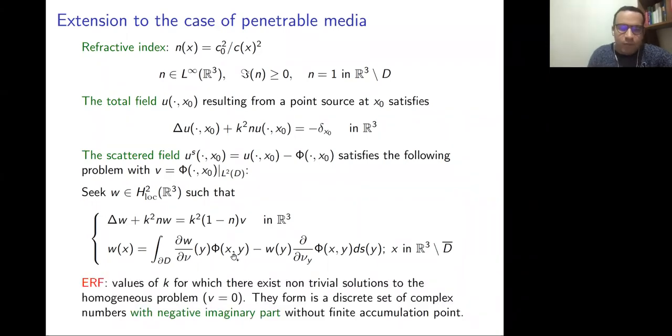And in fact, with this formulation, we can prove that it is equivalent to reformulating the problem in terms of the Lippmann-Schwinger equation, which gives that the problem is of Fredholm type of index 0, and so you can have a meromorphic extension of the inverse. And so the set of scattering poles in here also forms a discrete set without finite accumulation point.